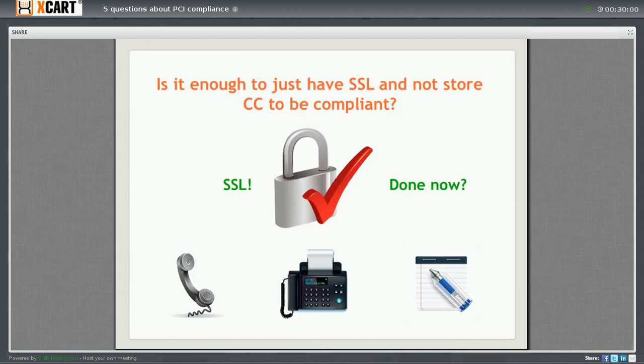Primary services versus backup services are two different animals. It is most important to know where your card data is.